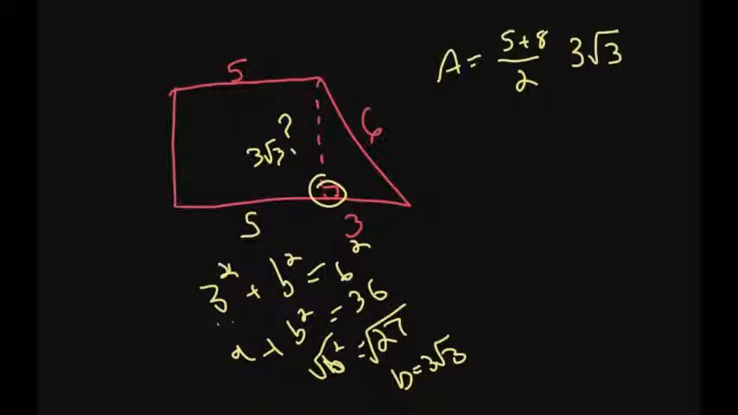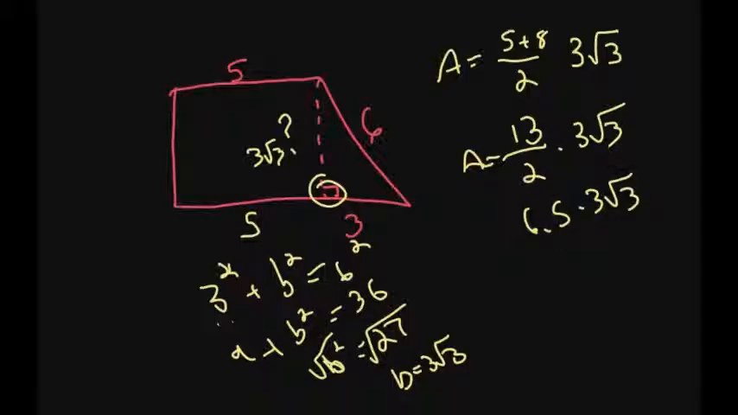So now I can work this out. 5 plus 8 is 13 divided by 2 times 3 square root of 3. So 13 divided by 2 is going to be 6.5 times 3 square root of 3. So I work that out, and we'll just estimate this. So my area is going to be about 33 and 8/10. I didn't put units on here, so let's just say it's centimeters squared. Let's add centimeters to all these.